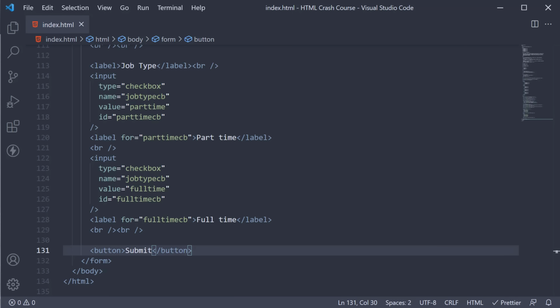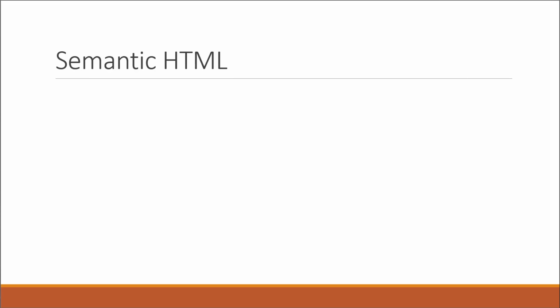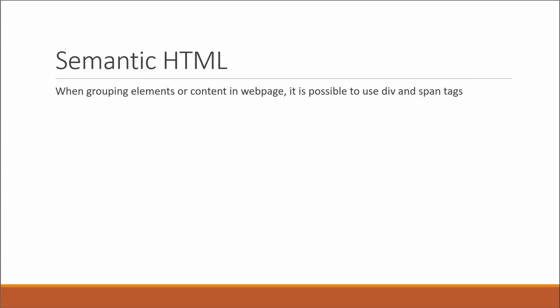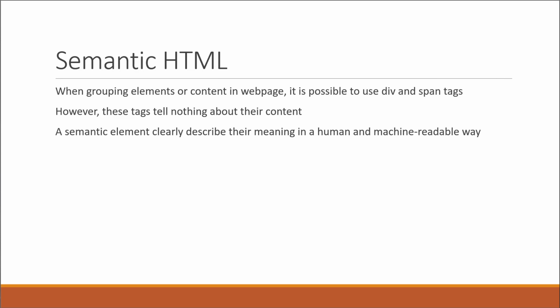The next topic we're going to learn about is semantic HTML. And this is something that is given more care as you become familiar with HTML. When grouping elements or content in a web page, it is possible to use div and span tags. If you were to open a pretty old website, you will see hundreds of div and span tags. However, these tags tell nothing about their content. Semantic HTML aims to fix this problem. A semantic element clearly describes the meaning in a human and machine-readable way.